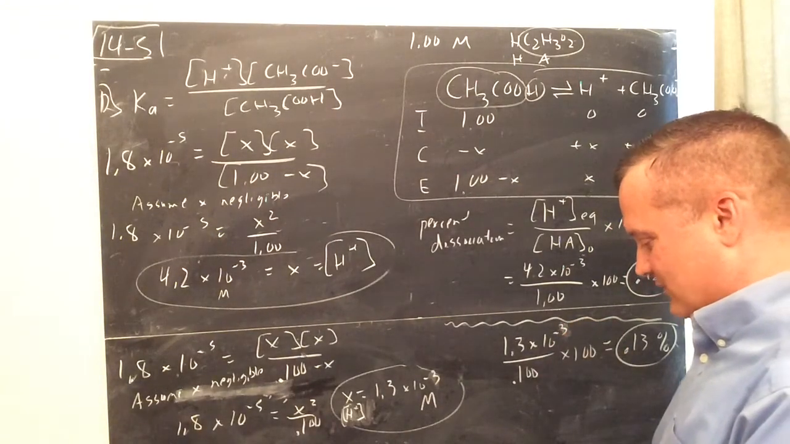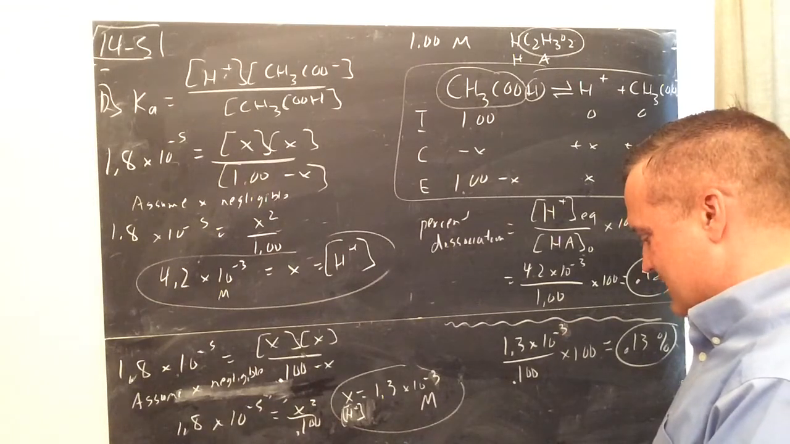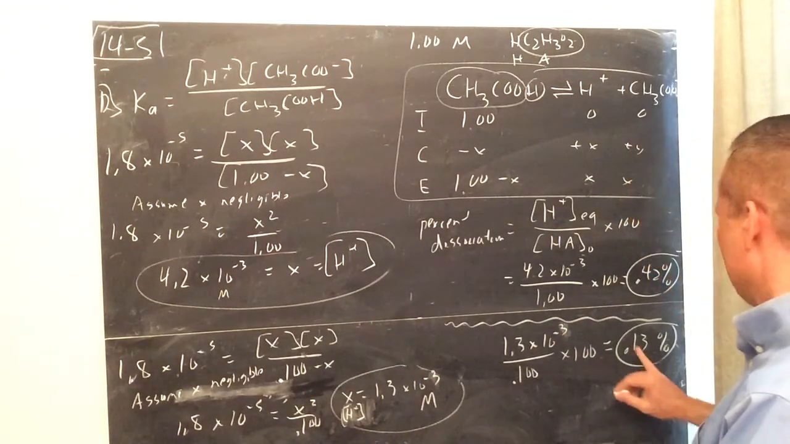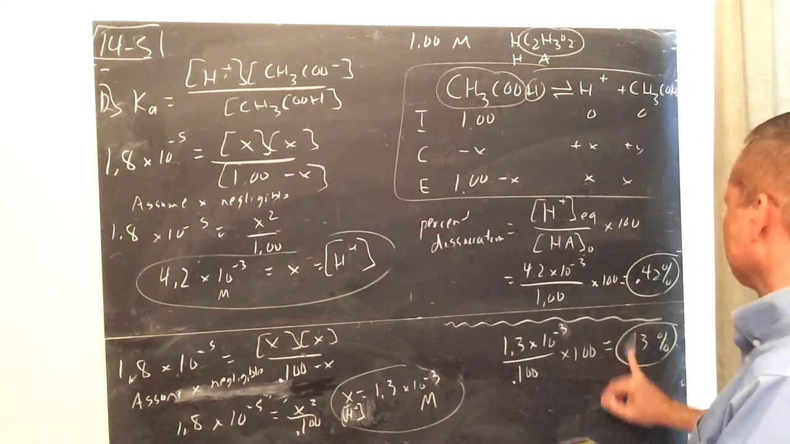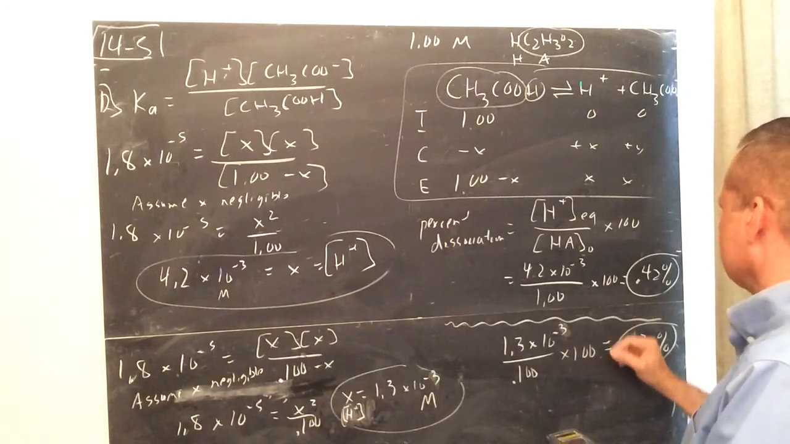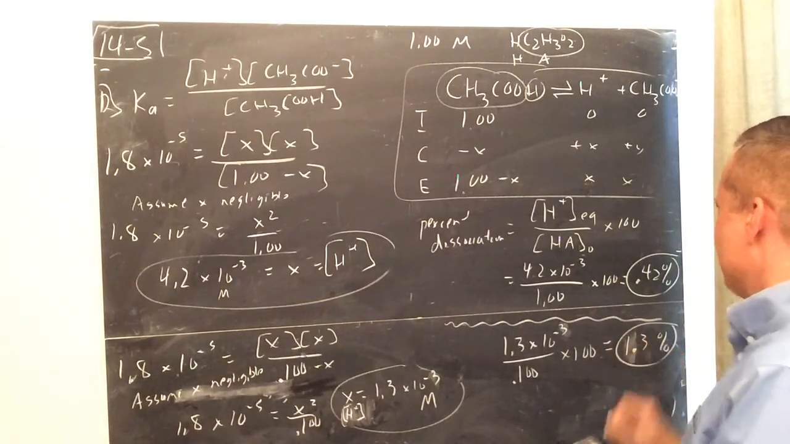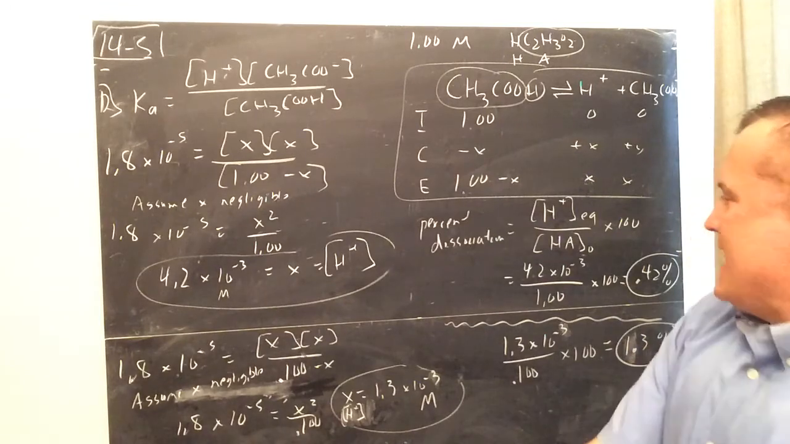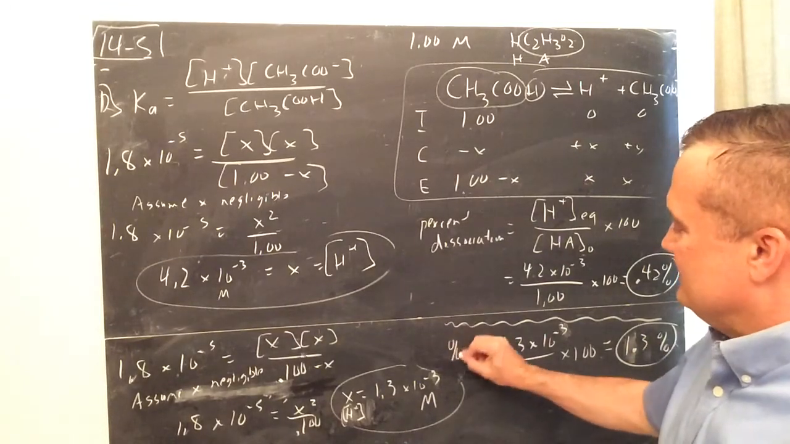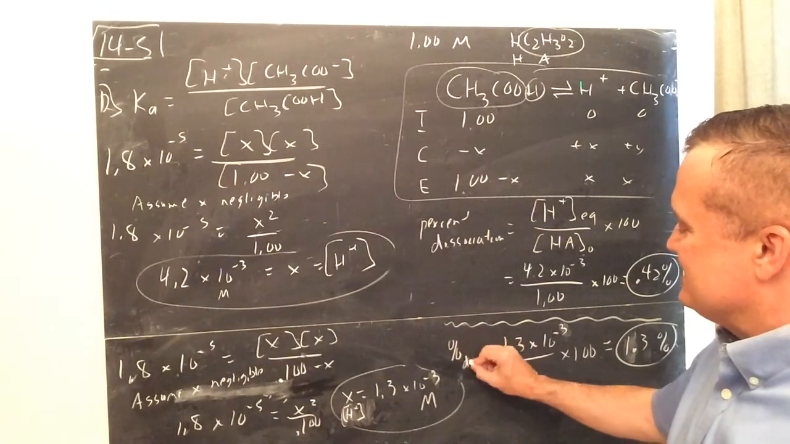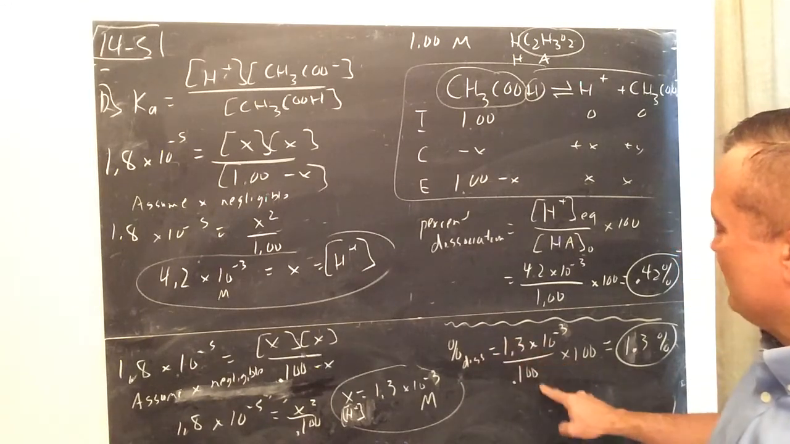1.3 times 10 to the negative 3 divided by 0.100 times 100 is 1.3%. That's your percent dissociation.